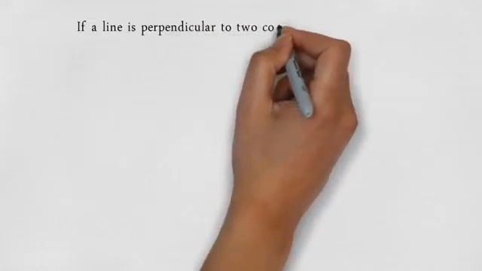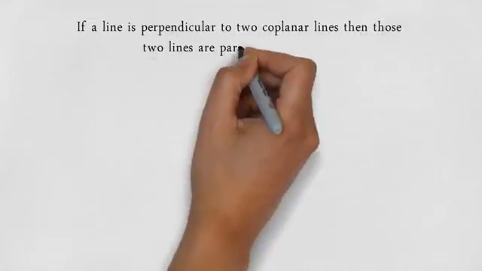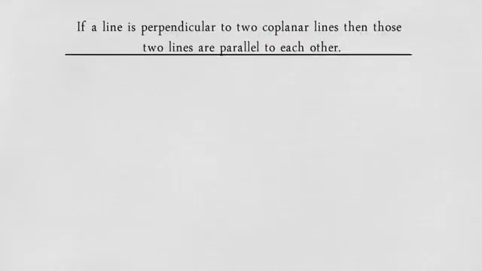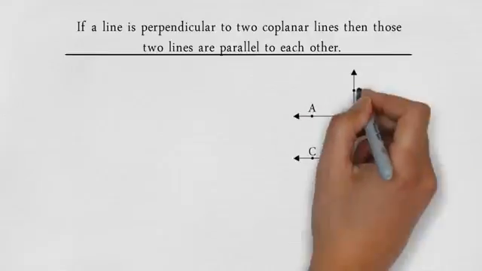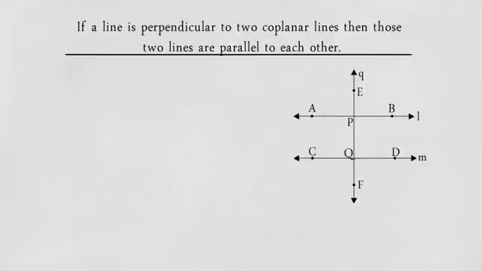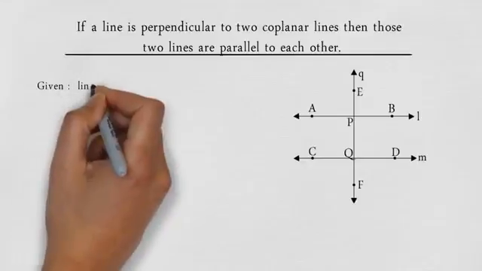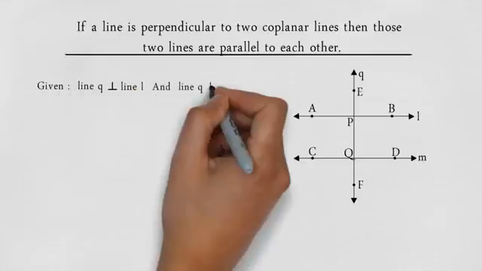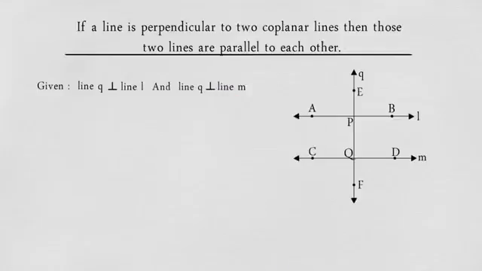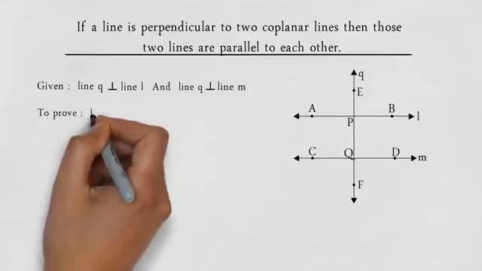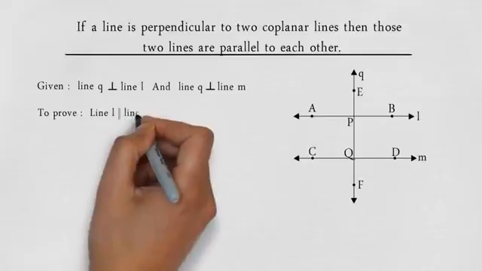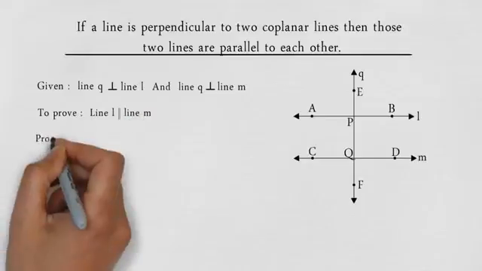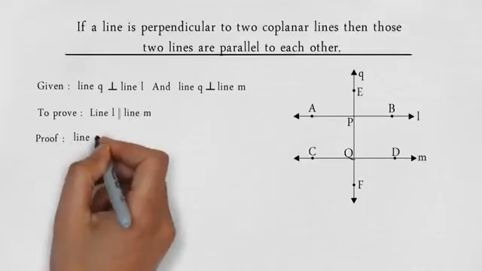Corollary 3. If a line is perpendicular to two coplanar lines, then those two lines are parallel to each other. Given, line Q is perpendicular to line L and line Q is perpendicular to line M. To prove, line L is parallel to line M.